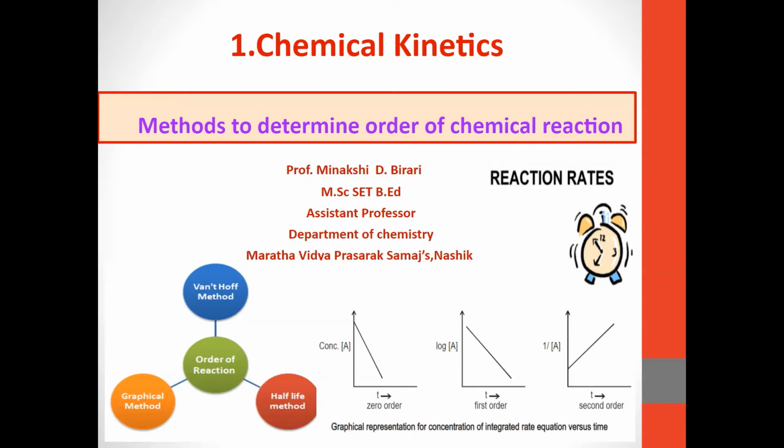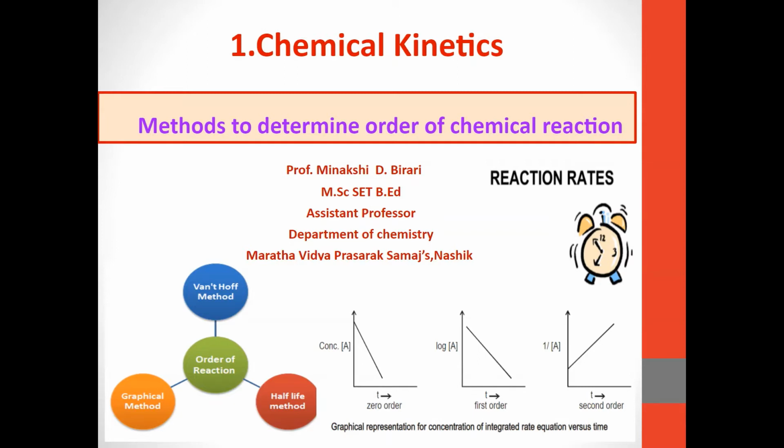We know that order is the sum of powers of concentrations of reactants involved in the rate equation. So, in determining the overall order of a reaction, the role of each reactant is very important. Today, we are going to discuss several methods which can be used to determine the order of a chemical reaction. All these methods require essentially the measurement of concentration of the reactant or product at various time intervals.